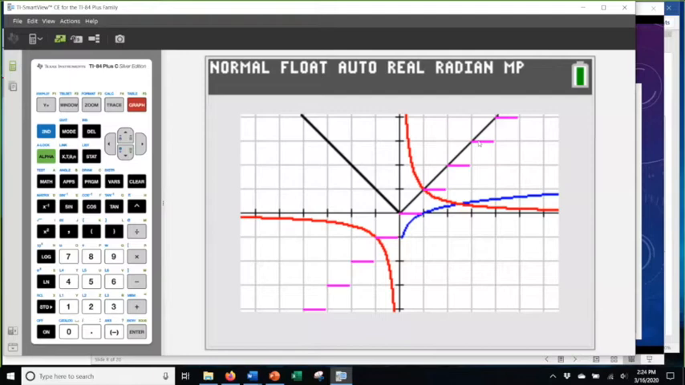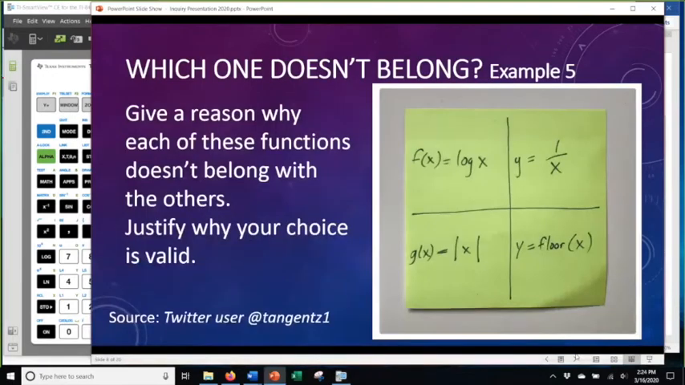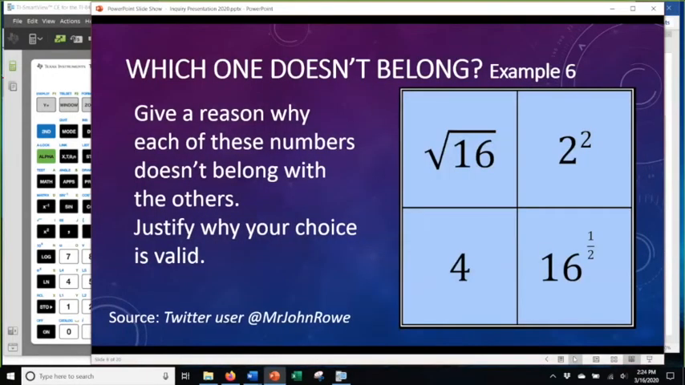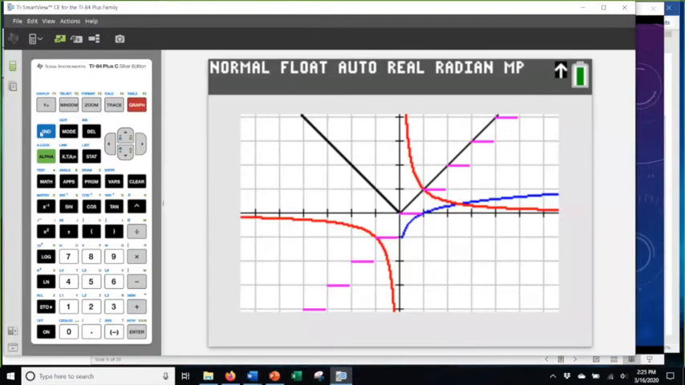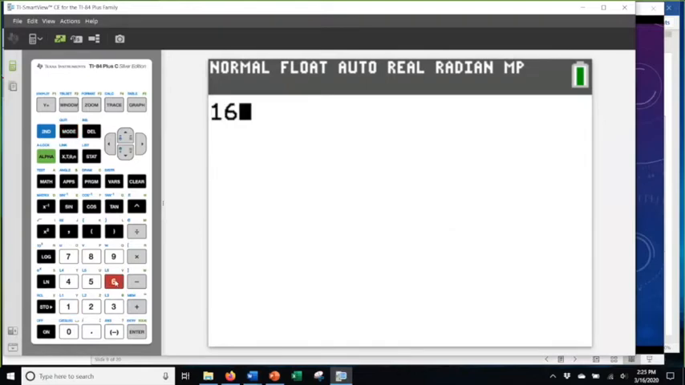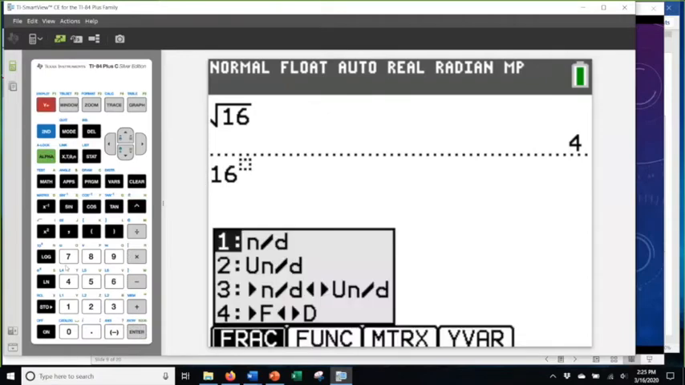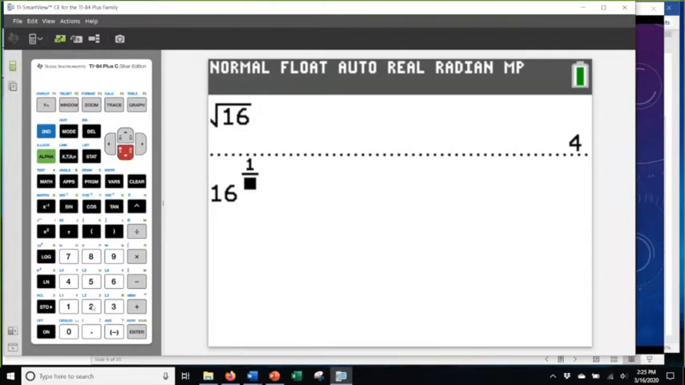Okay, the which one doesn't belong isn't limited to algebra. There are plenty of numerical expressions that you can work with students. This one here is one that Algebra 1 students might see, but Algebra 2 students might see. And you can do this on the home screen. I just like to show students all the different ways that they can find the square root of 16. So square root of 16 is here. We can also do 16 raised to the fraction template 1/2 power.